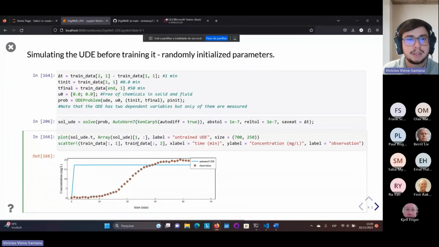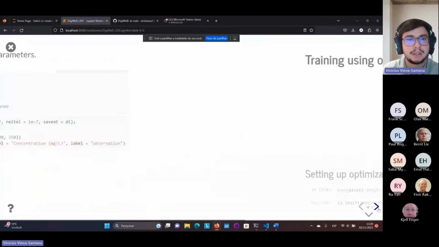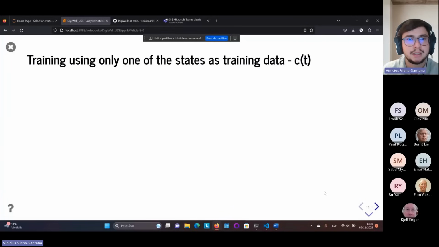So now I can do the plot here of the performance of the UDE without any training, which is terrible as expected. I would have to be very lucky to randomly initialize my weights and get something that is useful. So then I can move on to the training in itself.